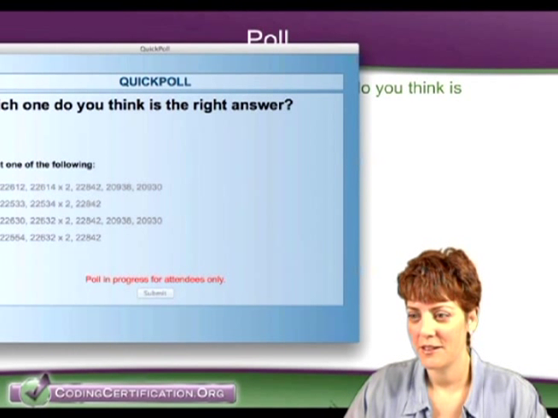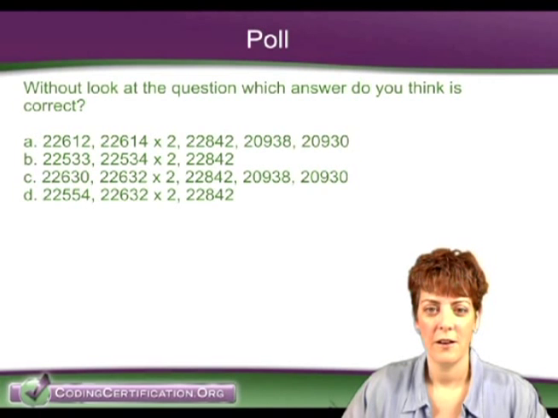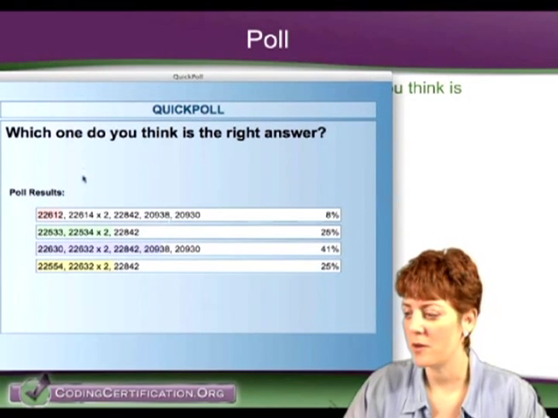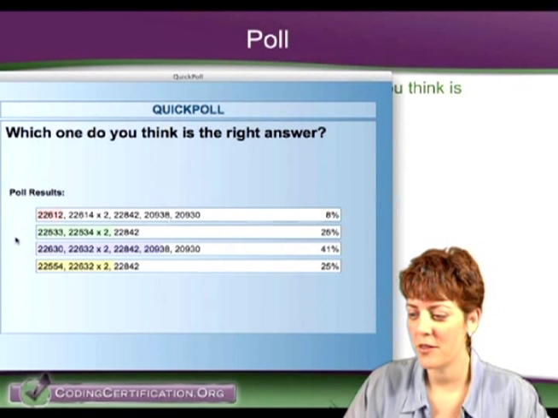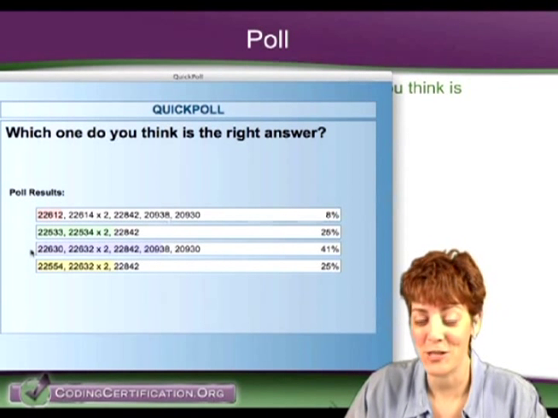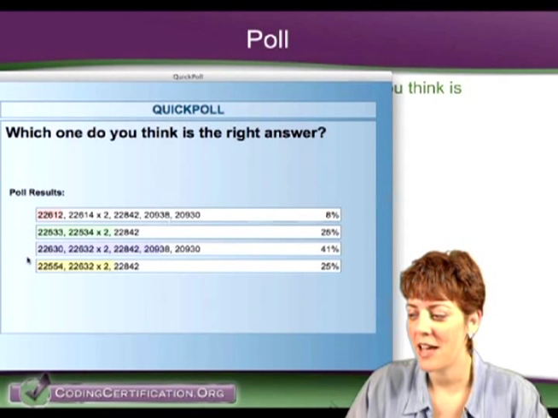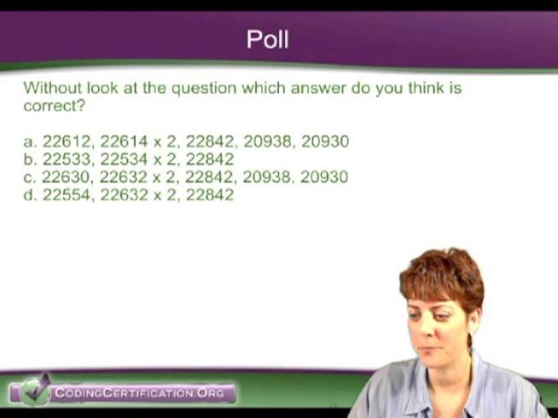All right. You guys are doing great. A few more seconds. 74% voted. All right, I'm going to close the poll and see what we got. So 8% thought it was answer A, 25% thought it was answer B, 41% thought it was answer C, and 25% answered D. Very interesting. Okay, so let's take a look at that.